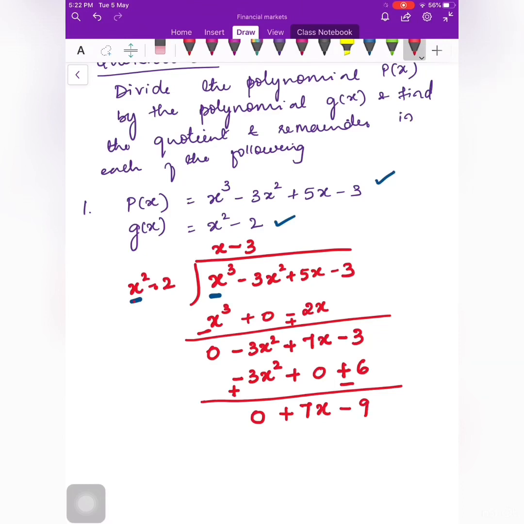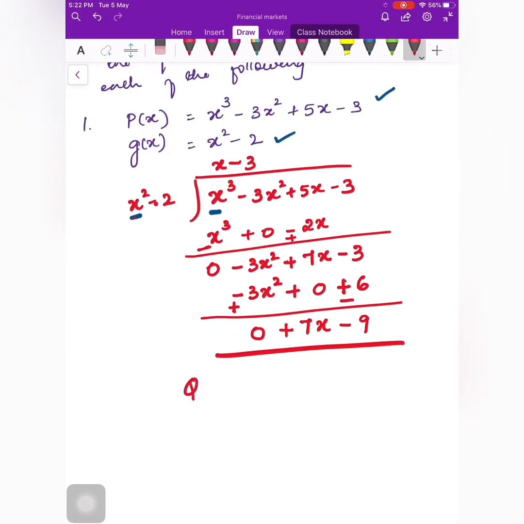Okay, so now this is the end, because the first term is 7x and the first term here is x square, so you won't get just an x term. Hence this will be the end, and this is the quotient. The quotient is x minus 3, which you have got here, and the remainder is equal to 7x minus 9.